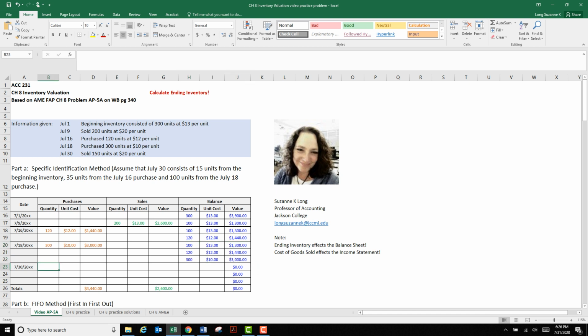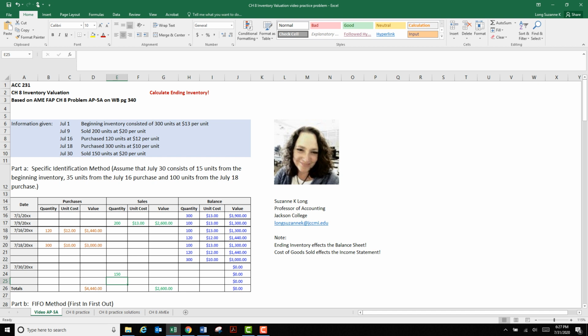Now we're going to figure out which ones were sold. So we're going to be looking right here, June 30 sold 150 units at 20. Again, the 20 is the selling price, and we don't care about the selling price. We want to know the cost. We want to know how many $13 ones, how many $12 ones, how many $10 ones were sold. Right here in sales, this whole section is going to add up to 150. But I'm kind of penciling it in, and it's going to change. I need to know which ones were sold.